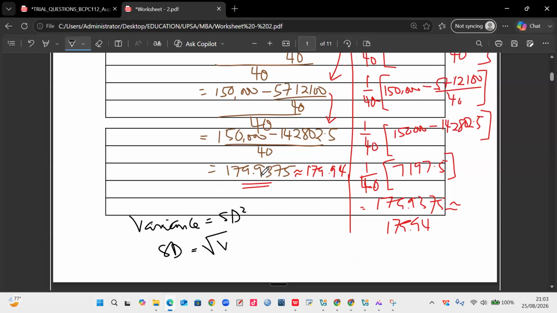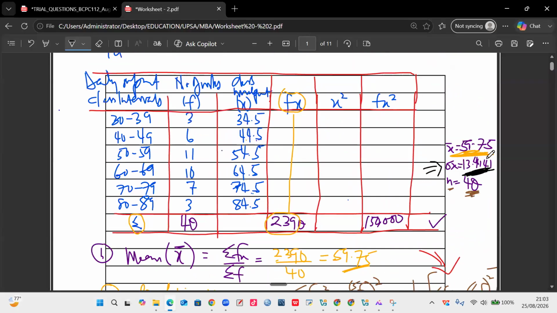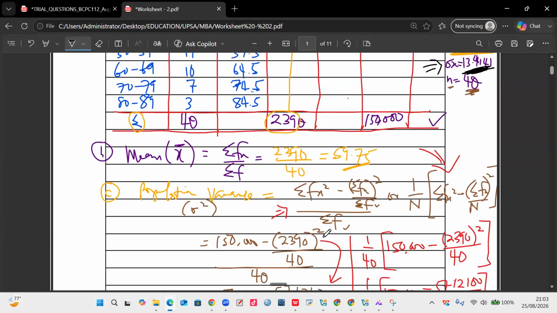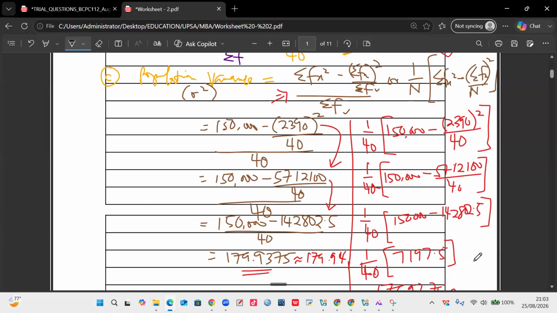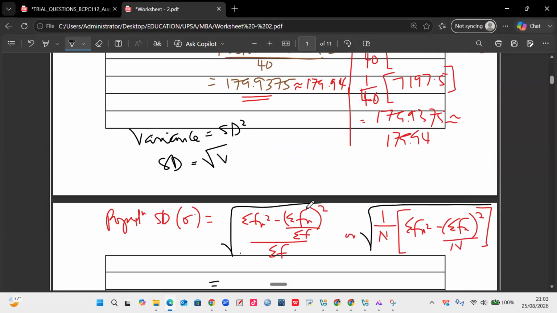Are you getting it? So even if the calculator didn't give you the variance, if you know the standard deviation, you can easily get the variance. So here you square the standard deviation, it should give you the variance. And when you approximate all of them, they will give you 179.94. I hope you get it.